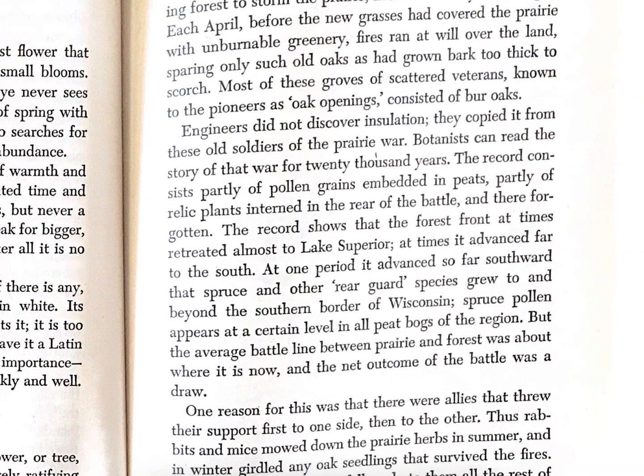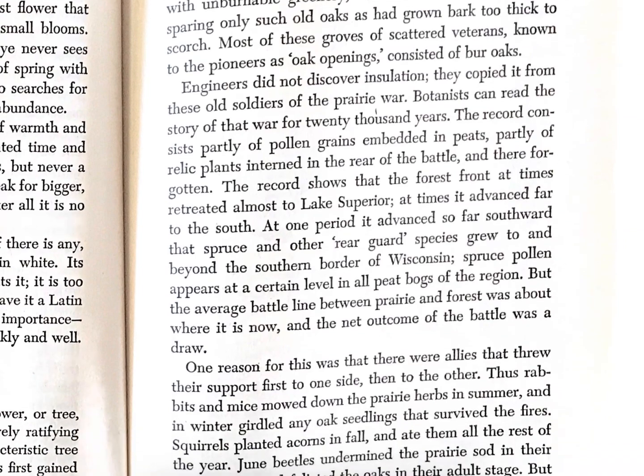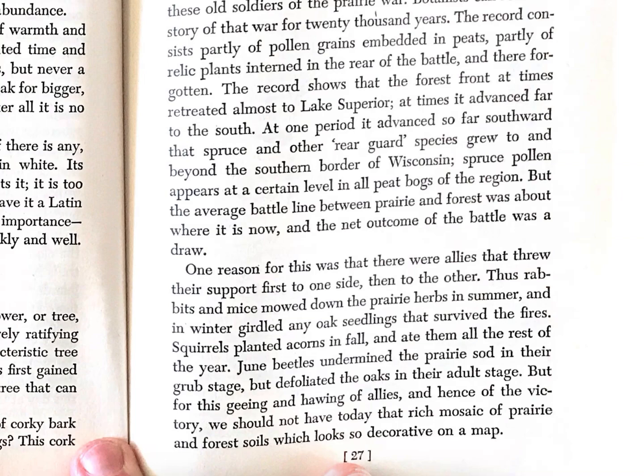At one period, it advanced so far southward that spruce and other rearguard species grew to and beyond the southern border of Wisconsin. Spruce pollen appears at a certain level in all peat bogs of the region. But the average battle line between prairie and forest was about where it is now, and the net outcome of the battle was a draw.